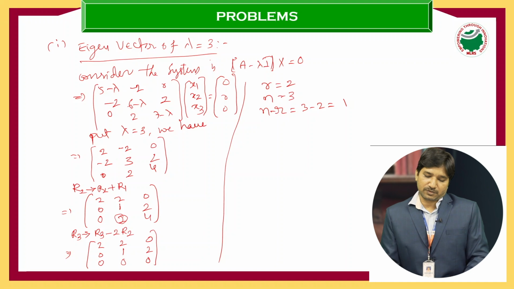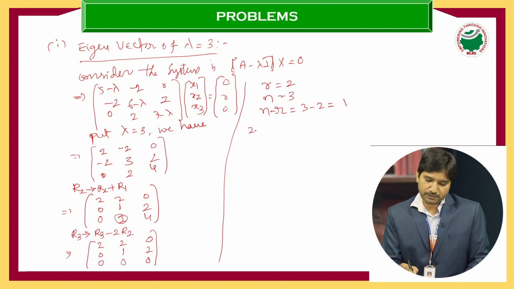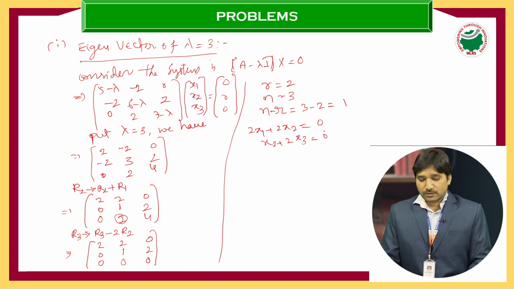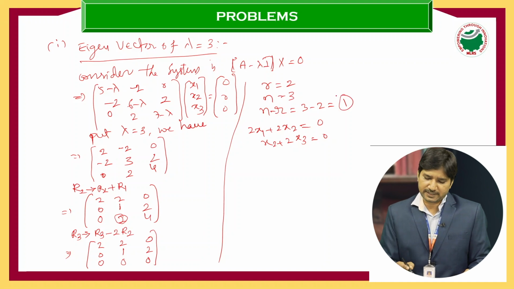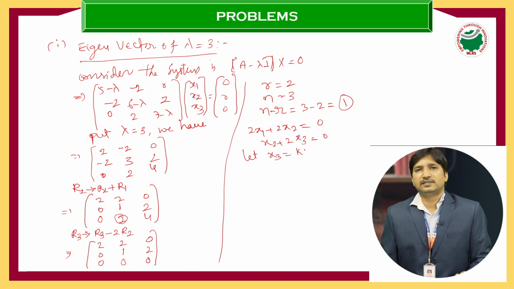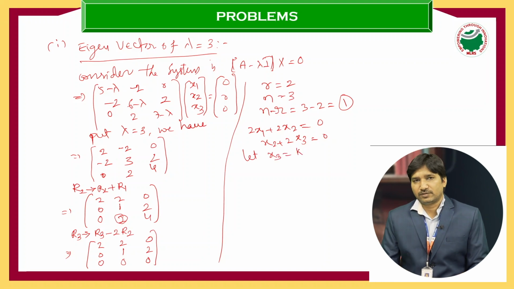Now write the system of equations: 2x1 plus 2x2 equals 0, x2 plus 2x3 equals 0. After applying echelon form, these are the equations of the given matrix. Here one linearly independent solution exists, so let x3 equal k, that is the linearly independent solution.